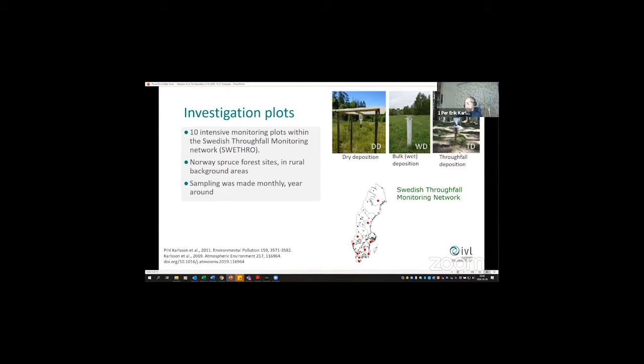And then in addition, we have this equipment under the roof here in the left photograph, which we call the string samplers. And these sites are all positioned in the rural background areas, so there are no major emission sources in the vicinity. And sampling is made monthly year-round. And you can see the publications down to the left where we have described this monitoring system.